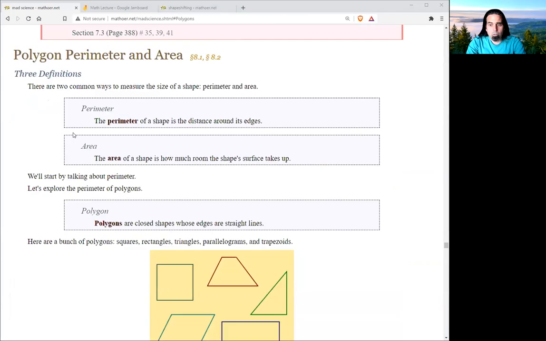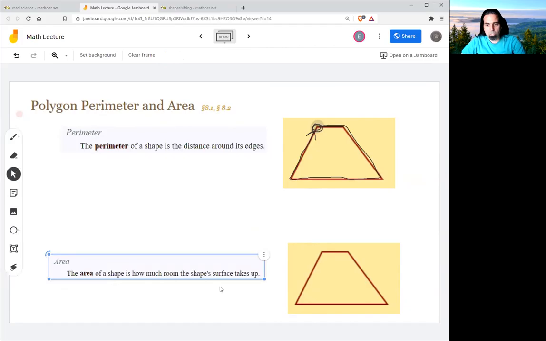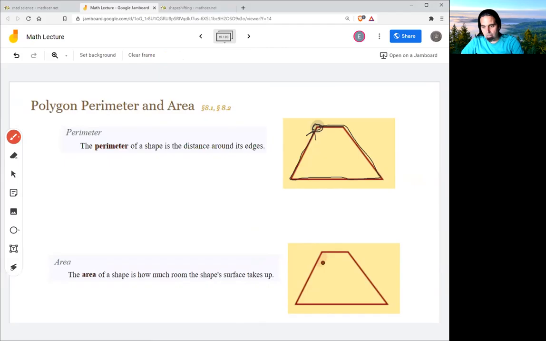Area is a very different creature. Area is how much shape the surface takes up. So now I am somebody that has a can of paint and a paintbrush, and I want to paint my thing. So the kind of answer is different. This isn't something like feet or inches that you would measure with string next to a ruler. Instead, it's how much paint do I use up?